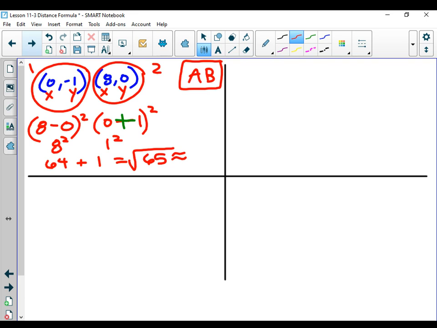Since it's not a perfect square, it's going to be long and random every time. That's why it's called irrational. Pete says 8.062257748. And guess what? It didn't stop there. His calculator just ran out of room.